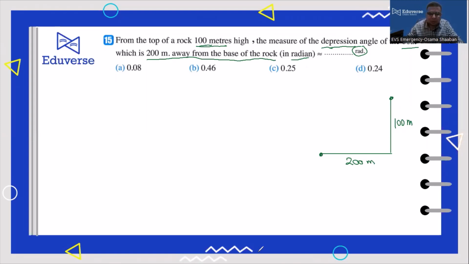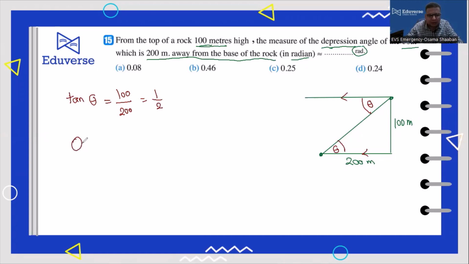Okay, so from the top here, you will make an angle of depression with the horizontal line. So this angle is theta, the angle of depression. And you know this is parallel to the base line here. So this angle is alternate with this, so this will also be theta. So what is the relation between the opposite of theta and adjacent? Yes, tan theta will be opposite 100 over 200, that means half.